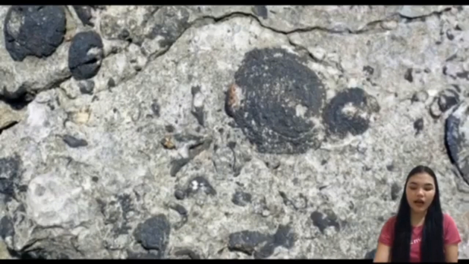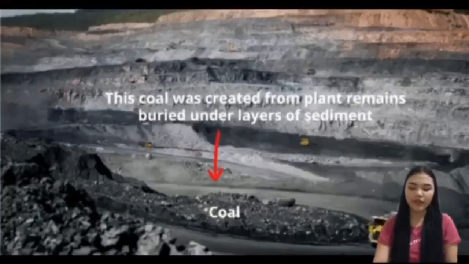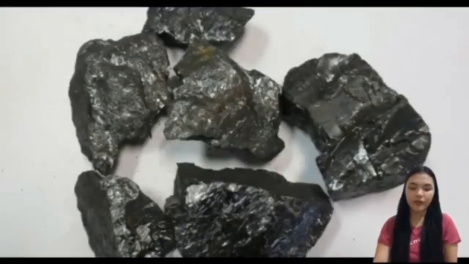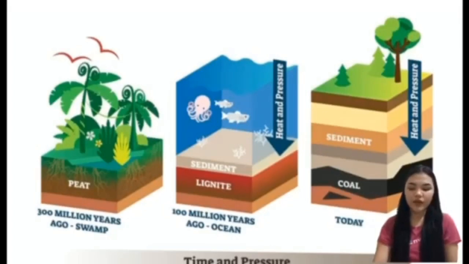Coal is an example of an organic sedimentary rock. The way in which coal is created is typical of how organic sedimentary rocks form. Millions of years ago, plants and animals died and became buried. Over time, additional layers of peat, lignite, and sediment get added to the original organic matter.